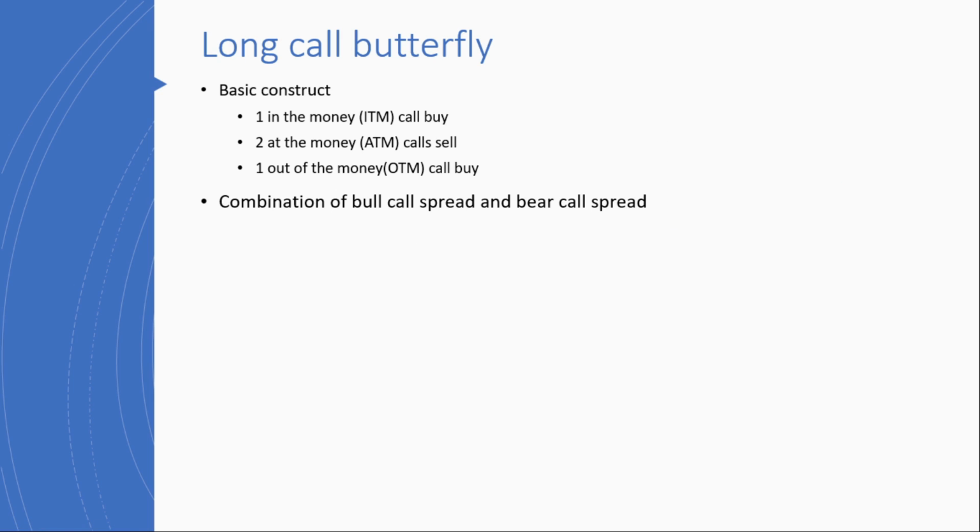One more key feature is that the spread width will be the same. Whether you talk about the bull call spread or the bear call spread individual positions, the difference between the strike prices of in the money and at the money will be the same as at the money and out of the money. You will understand clearly when I show the example below.